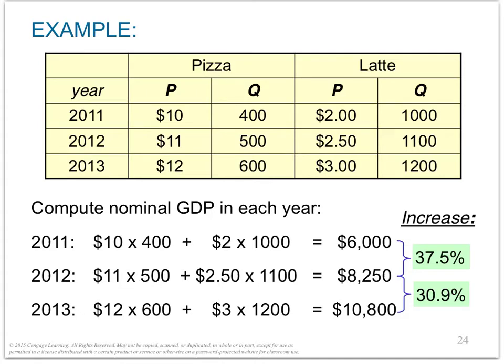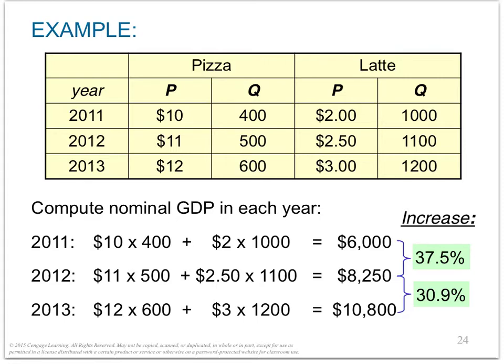Let's look at this example to understand the difference between nominal GDP and real GDP. This is a very simple example, and we have only two goods, pizza and latte. This table shows some data for an economy, which is a very simplified model. Economies produce millions of goods, but here there are only two goods, pizza and latte. The table shows the prices and quantities produced of these two goods in the years 2011, 2012 and 2013.